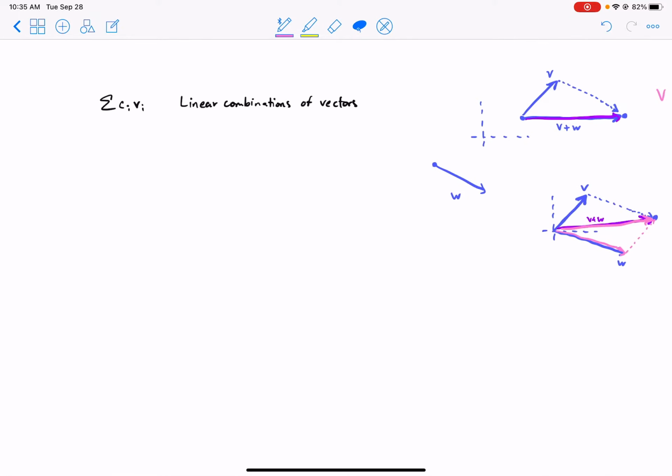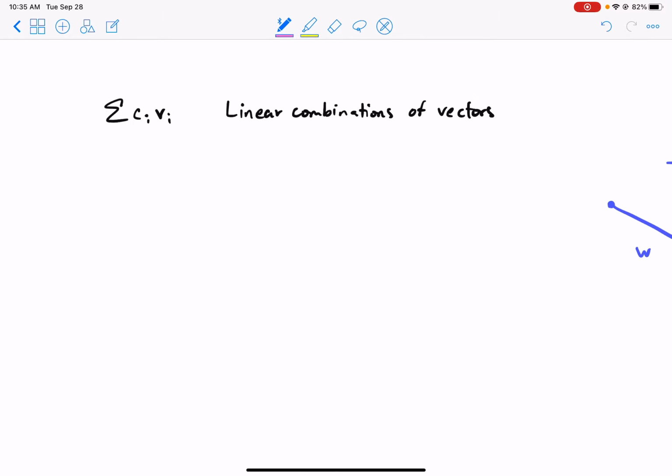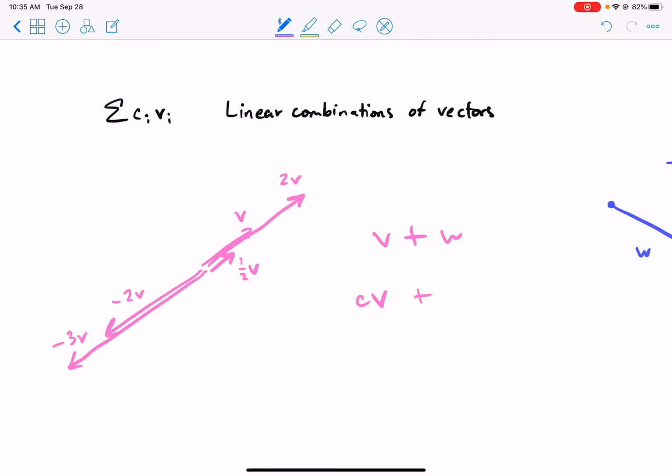And then there's vector scaling. So if we have a vector, like if this is v, then 2v is like that. And minus 2v is like this. And minus 3v is like that. And a half v is like that. And so these are the only things we can do with vectors, is add and scale them. We can add vectors, we can scale vectors. But then we could add them after scaling them. We could scale both of them and then add them. And this brings us to linear combinations.